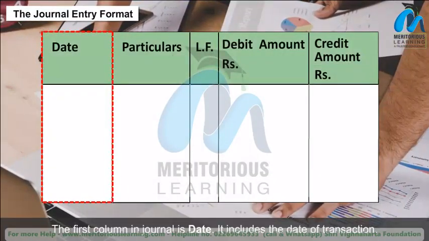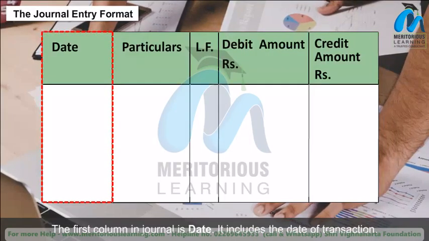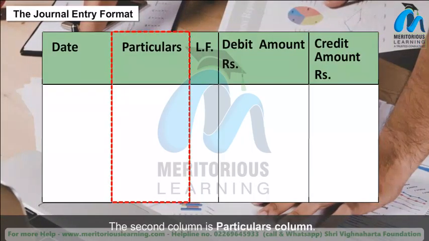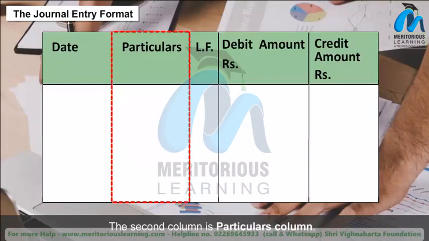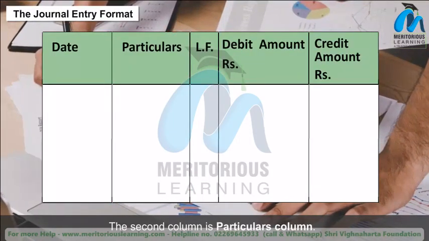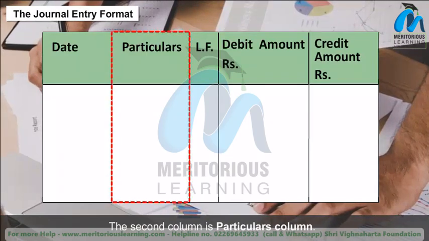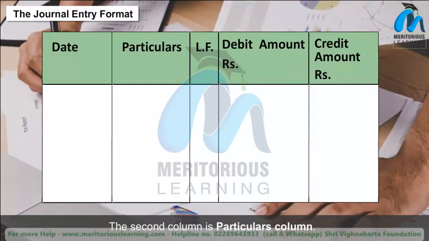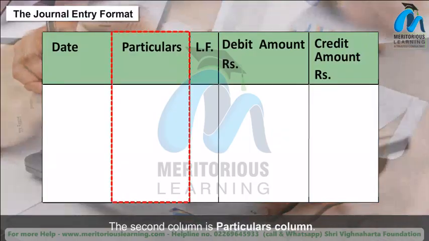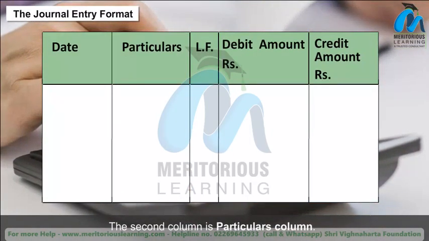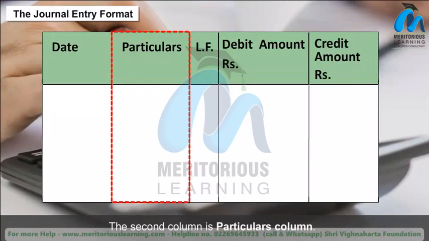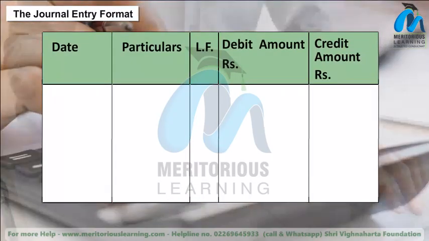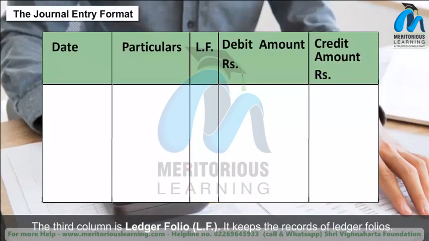The journal entry format. The first column in the journal is date. It includes the date of the transaction. The second column is the particulars column. In this column, the account title to be debited is written on the first line, beginning from the left-hand corner, and the word Dr. or Doctor is written at the right end of the column. The account title to be credited is written on the second line, leaving sufficient margin on the left side with a prefix "To".